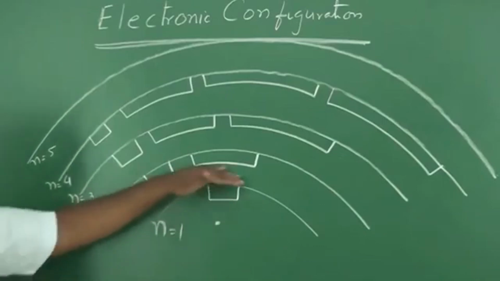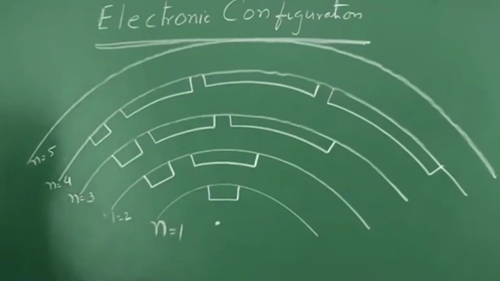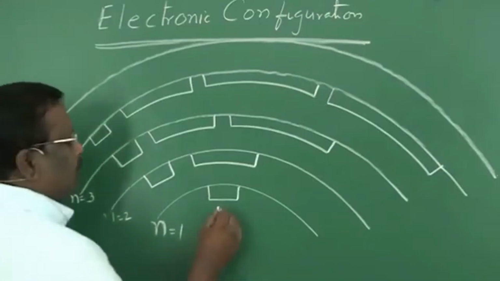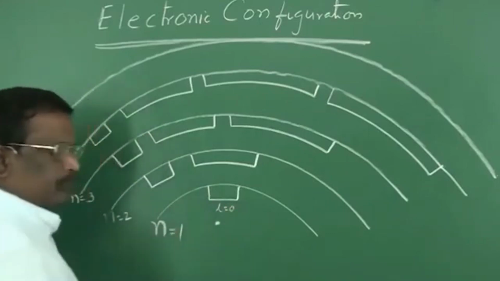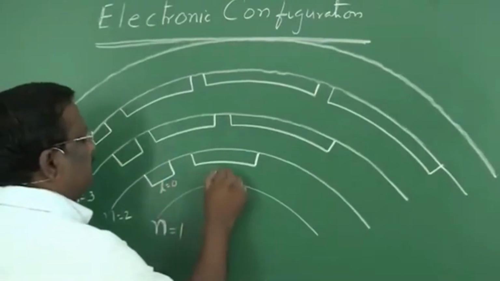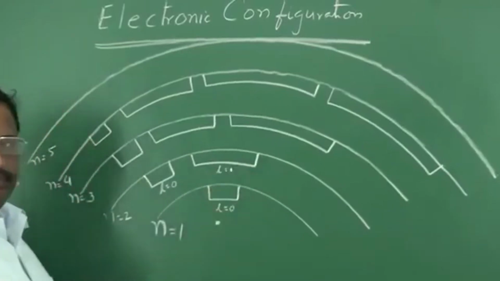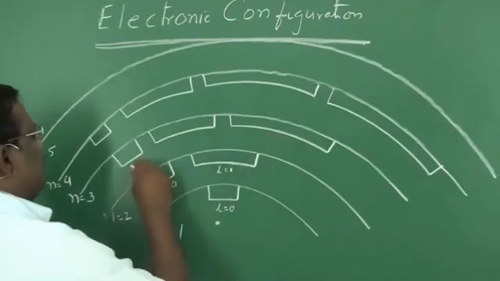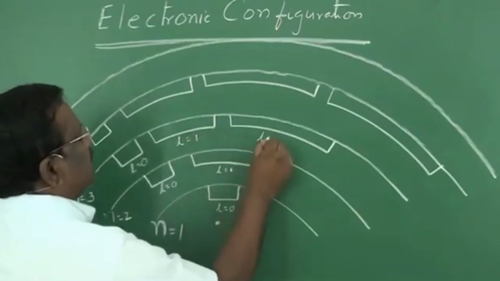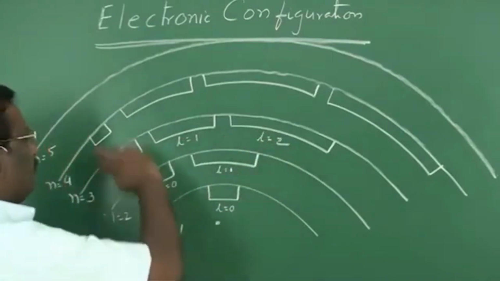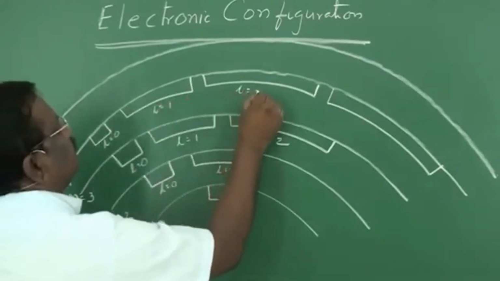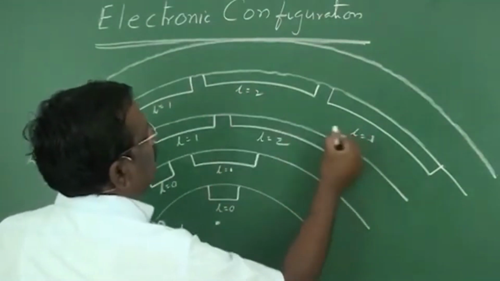The values of these sub-energy levels are denoted with a small l. In the first main energy level, we have one sub-energy level. Its l value is 0. In the second, its l values are 0 and 1. In the third, we have three sub-energy levels, with l equal to 0, 1, 2. Similarly, in the fourth energy level, we have four sub-energy levels: l equal to 0, 1, 2, 3.